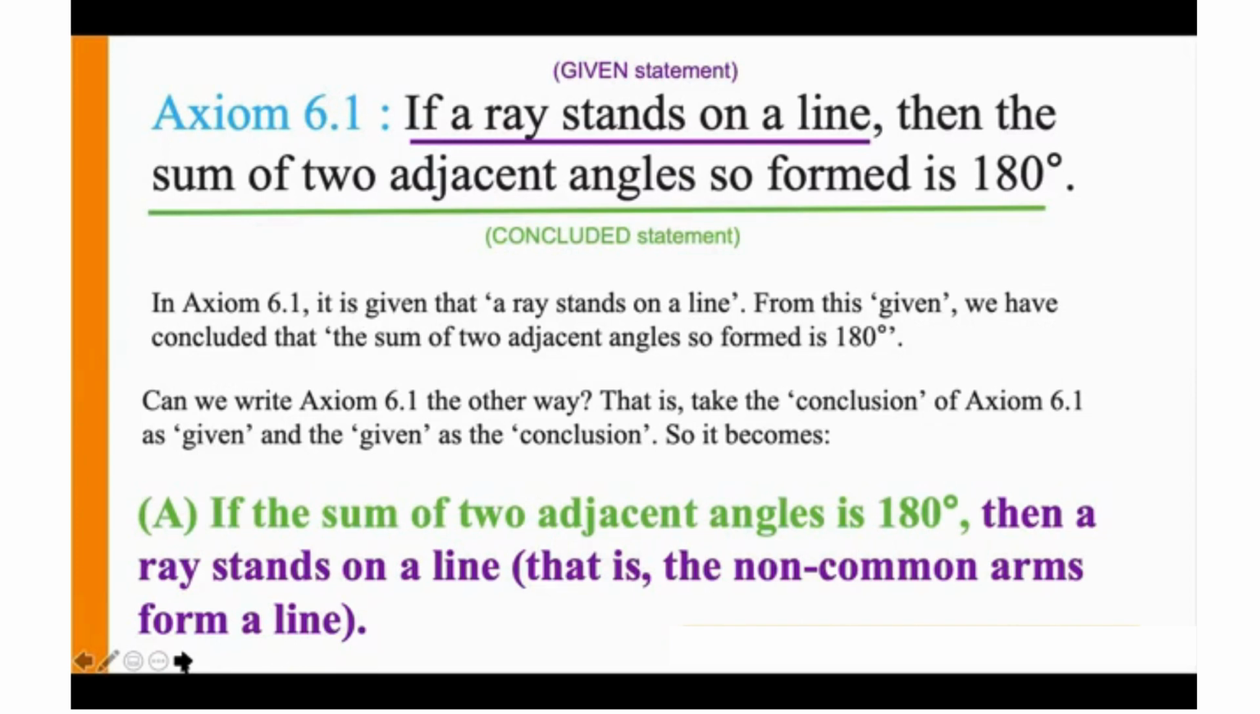That means the non-common arms form a straight line. That means the ray, which is the common arm, is standing on a straight line. So we have just flipped this. Now, is this statement true, which is called statement A here? If the sum of two adjacent angles is 180, then the ray stands on a line.